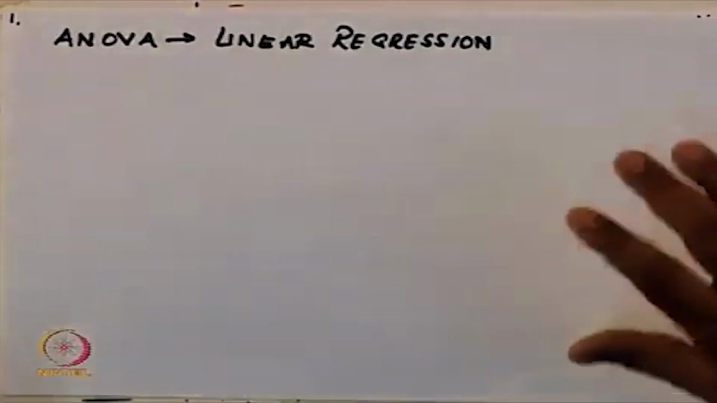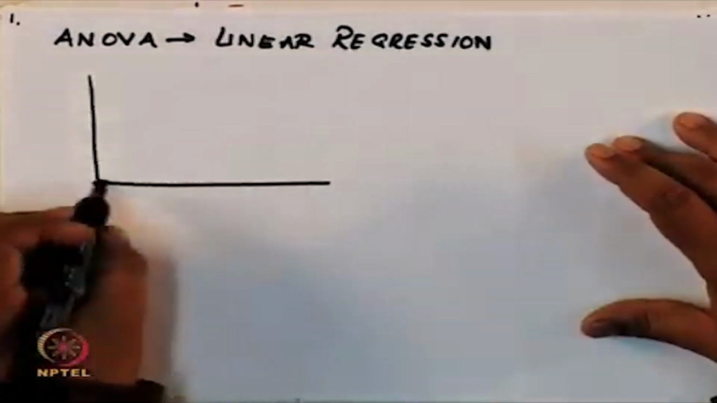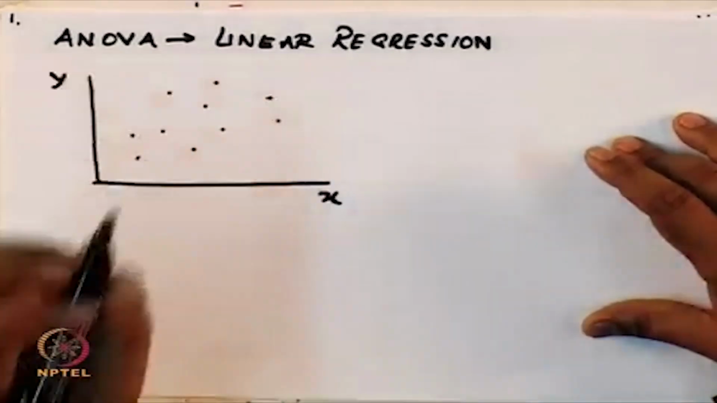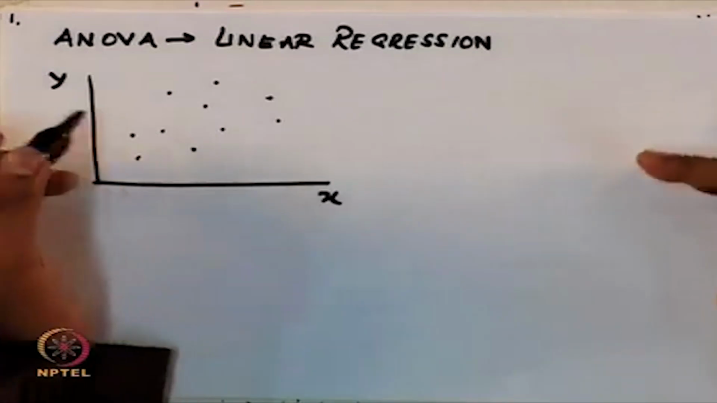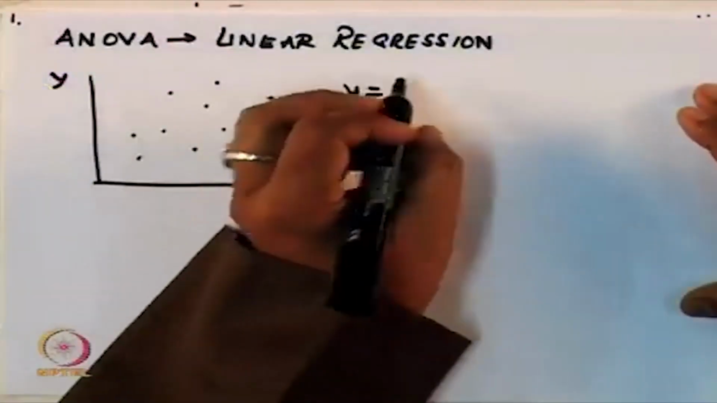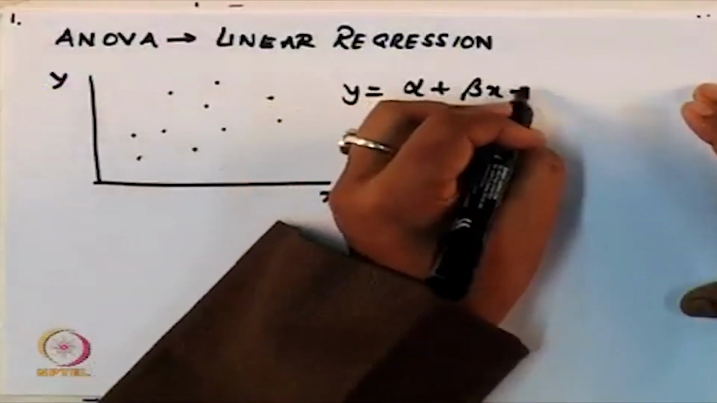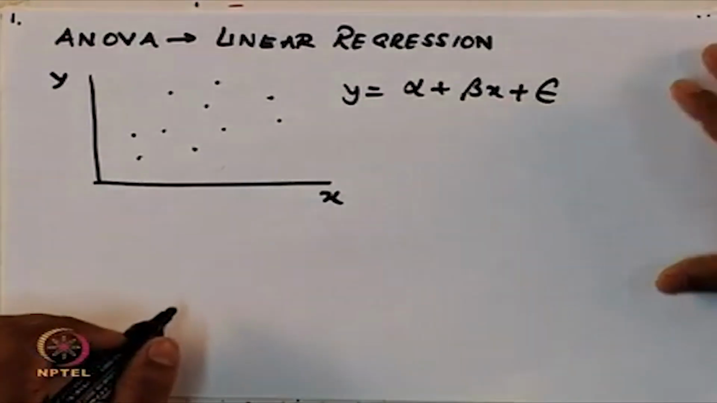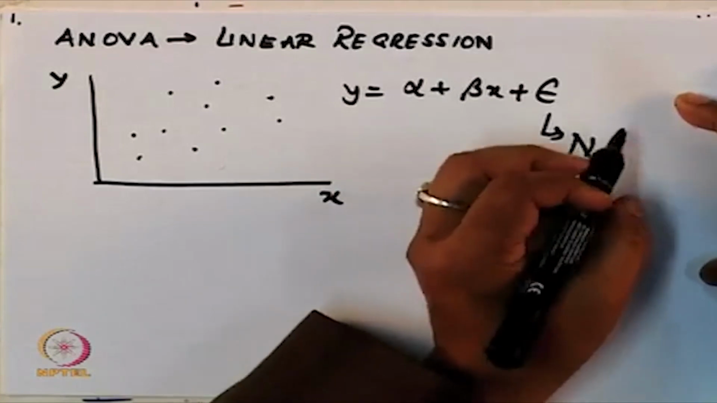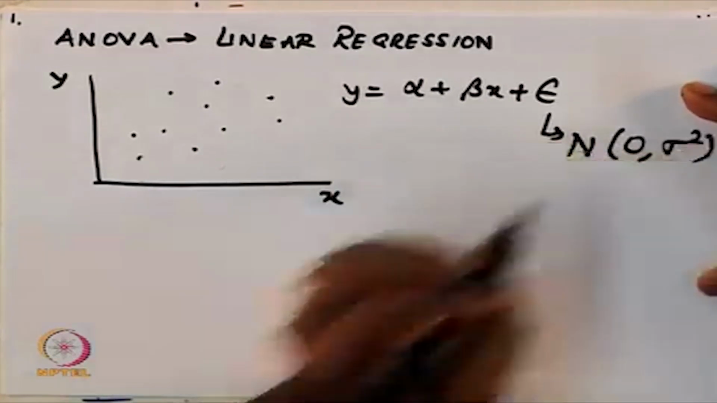So, what is linear regression? You have data, and you wish to test whether there is a linear relationship between x and y, and you want to find out the expression of a line which best approximates that data. So, this data can be roughly written as alpha plus beta x plus some random error epsilon. This epsilon follows a normal distribution with mean of 0 and variance of sigma square.